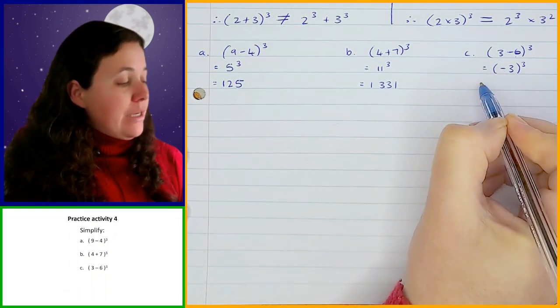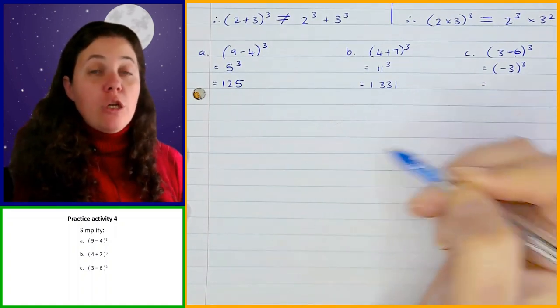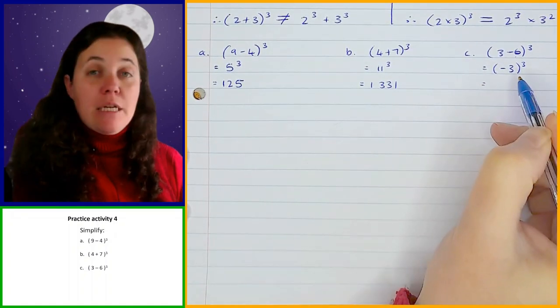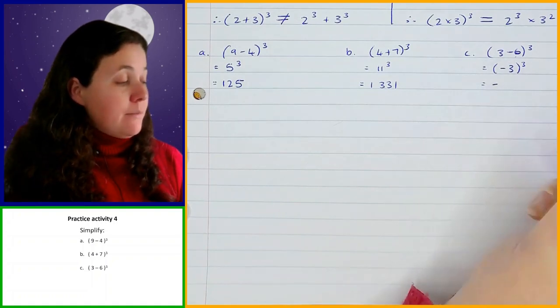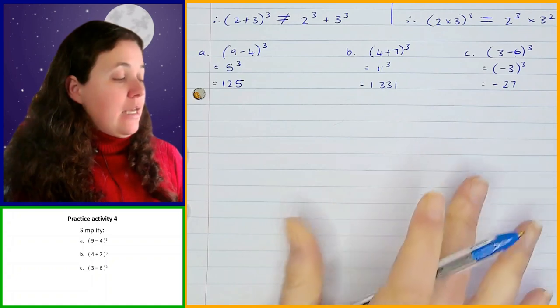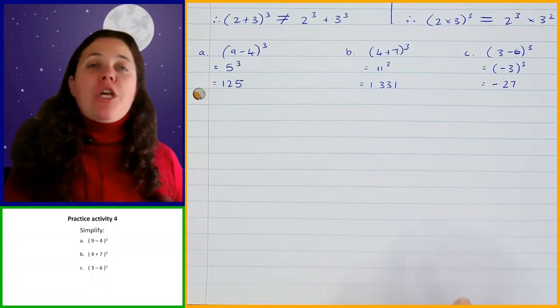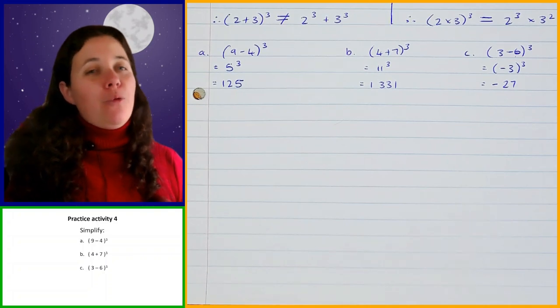Okay, so over here I've got negative 3, cubed. And when I cube that, because I'm multiplying 3 negatives together, that gives me a negative answer. And when I cube 3, I get 27. So that's negative 27 for question C. Okay, now that we know what cubes are, we're going to go on to cube roots.